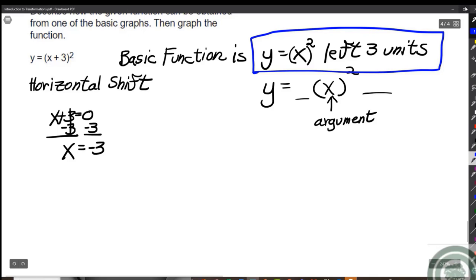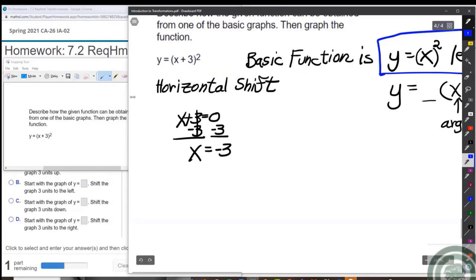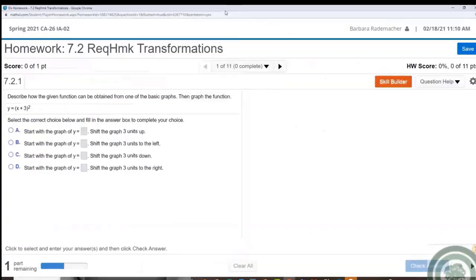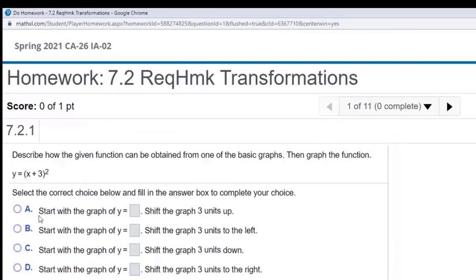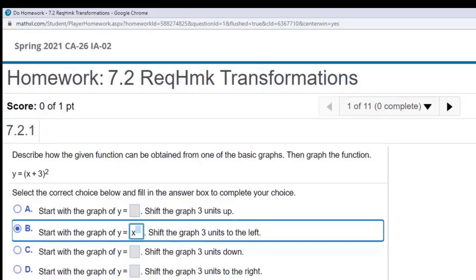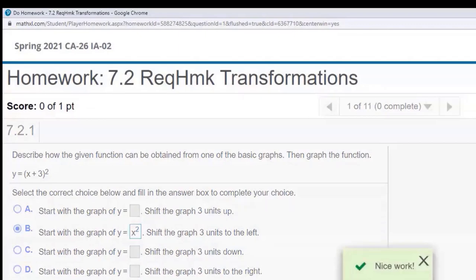Let's go back and see how you write it. Okay. The basic graph is y equals x squared. And that plus 3 is a horizontal shift to the left. So all I have to do is read all of these and find one that says shift the graph 3 units to the left. Bingo, B is my answer. And I'm going to type x squared. Nice work.